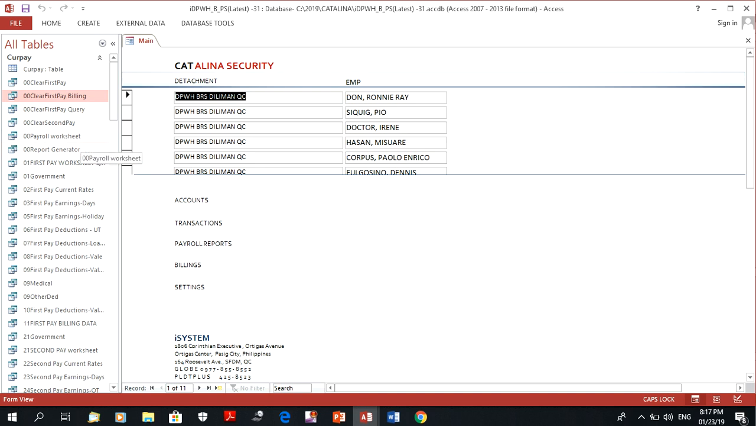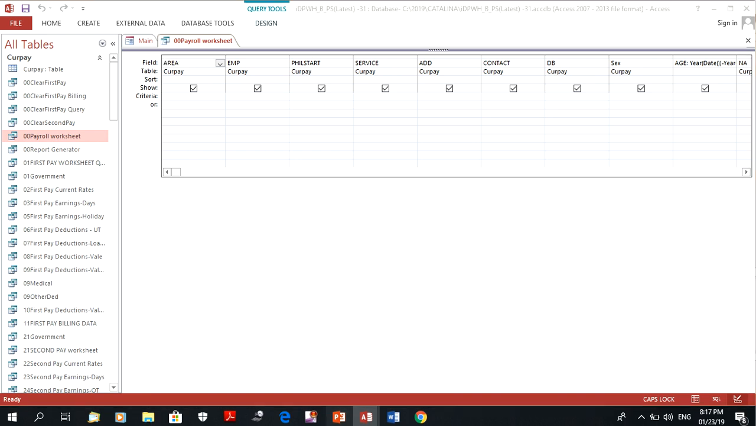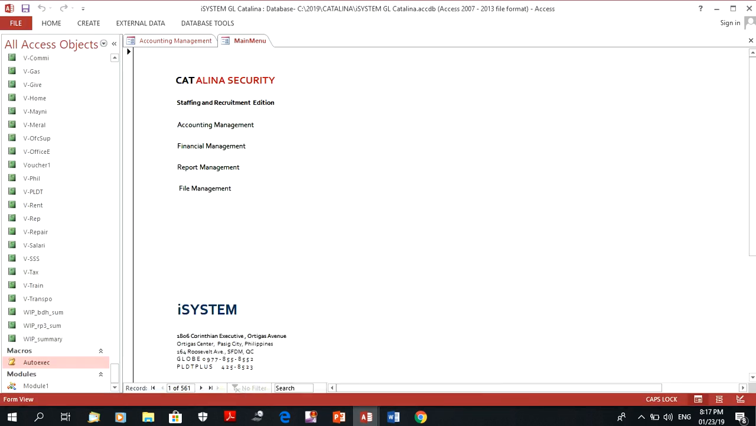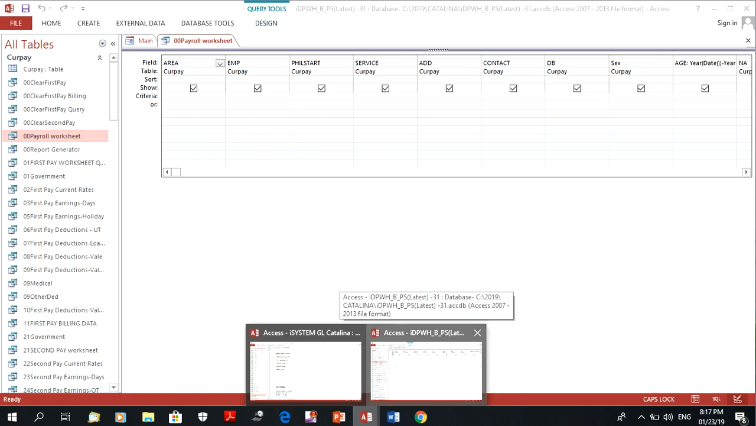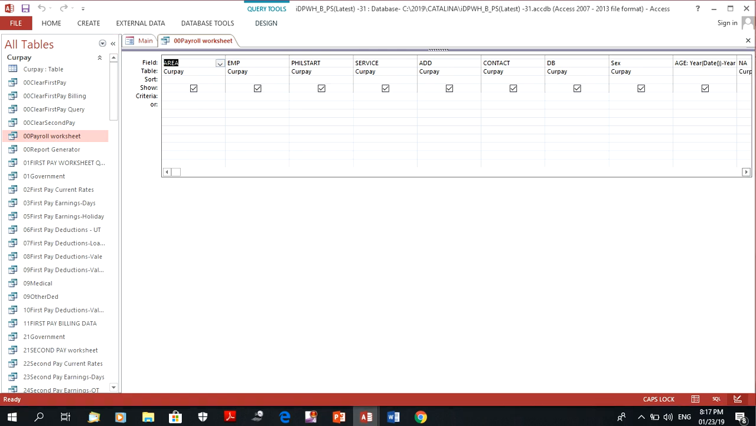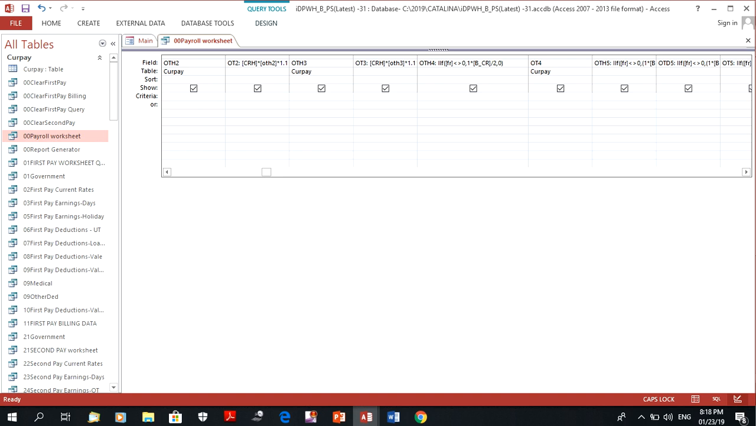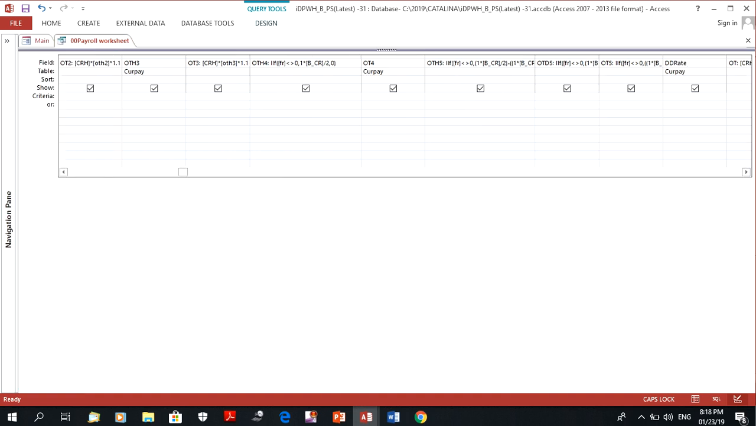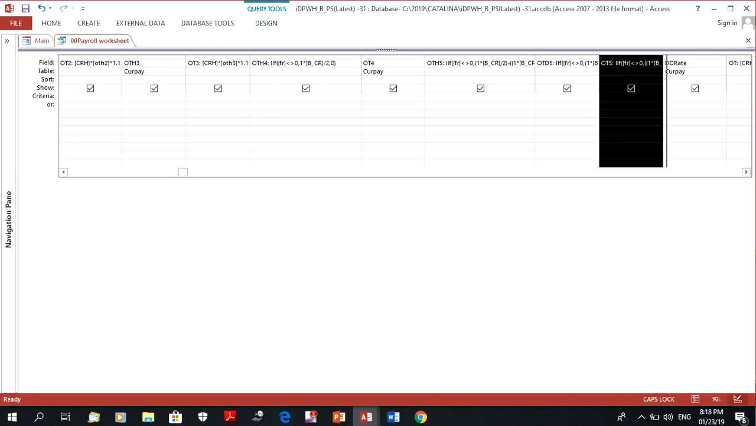Now this is that file, the payroll worksheet. If you go to design view of the payroll worksheet, these are the available fields. You have OTH4, OT4, OTH5, OTD5, and OT5. Now what are these?